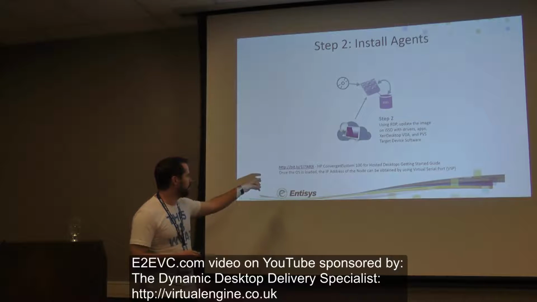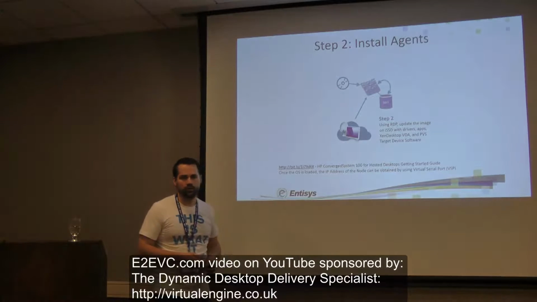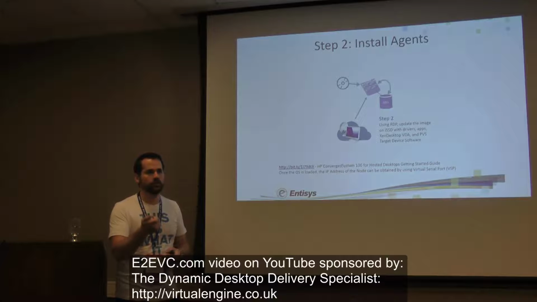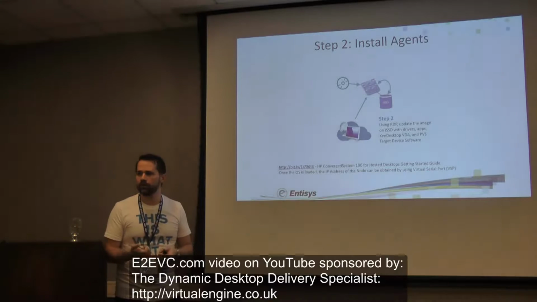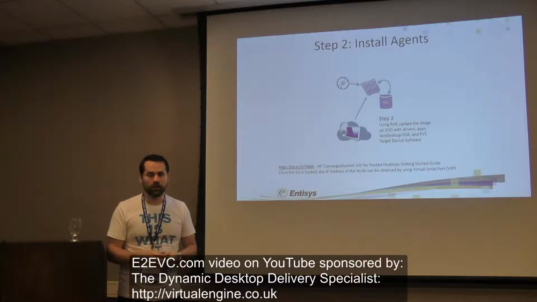Once the OS is loaded, the IP address of the node can be obtained using the virtual serial port. So you go into SSH, you connect to the first node on the first cartridge, the one that you deployed to, you do an I command, and it gives you the IP address, and then you can go to RDP into it.